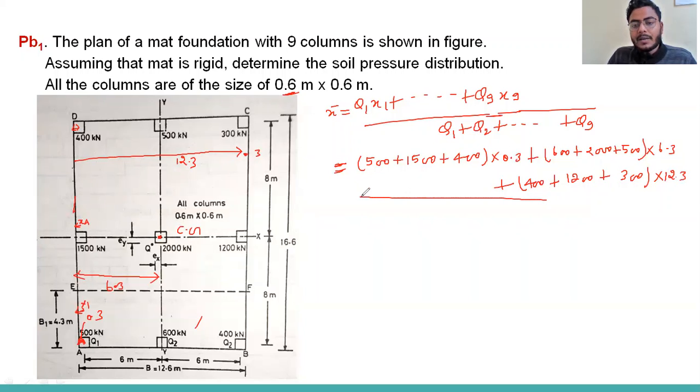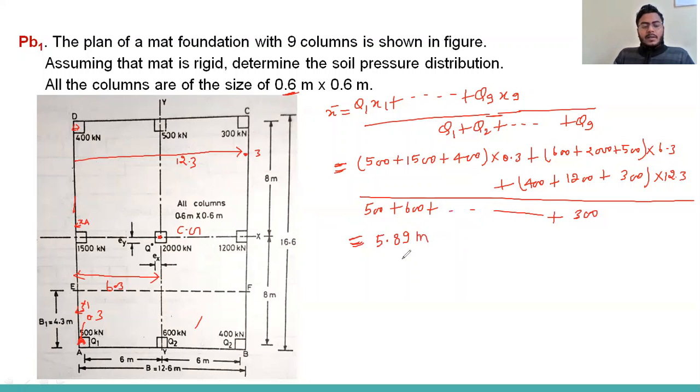divided by the total loads, that is 500 plus 600 plus 300, this is Q9. So we get x bar as 5.89 meter. So 5.89 meter means somewhere here, where Q is mentioned.